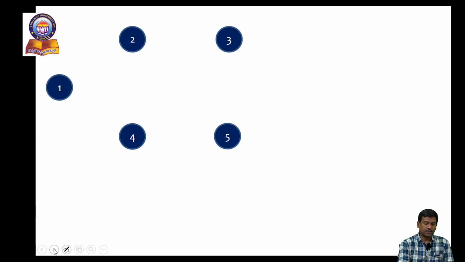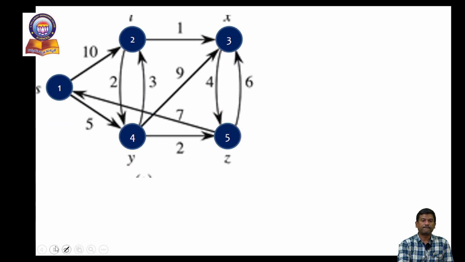So consider a certain directed weighted graph. The source vertex is 1. There are totally 5 vertices within the graph, and there are a certain number of edges with directions provided, and that is why it is a digraph. That is, from 1 to 2 with the cost equal to 10, and similarly from 2 to 4 with the cost equal to 2, and so on.